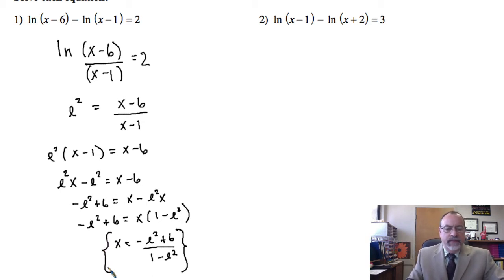Okay, now there's something interesting that happens here, something we have to be aware of. I have to actually change this to its decimal form now to make sure that I don't have any restrictions, and I'll show you what I mean in just a moment.